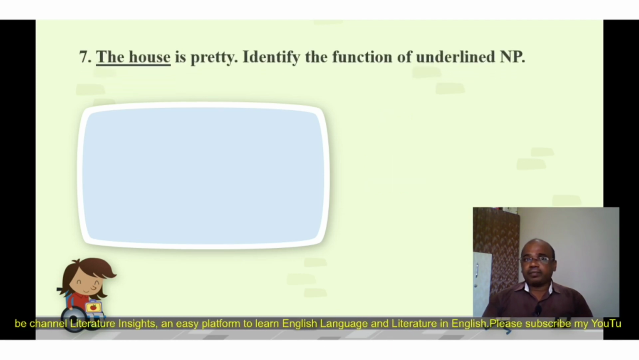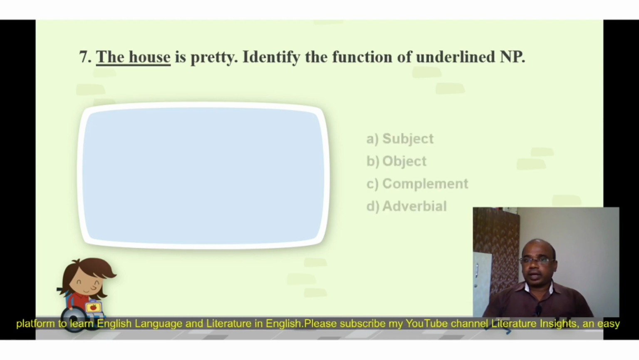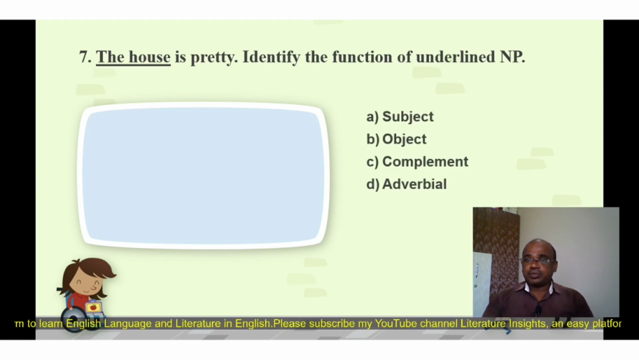Question number 7. The house is pretty. Identify the function of underlined NP. So in the given sentence, the student has to identify the function of underlined NP, the house. Options are A. Subject, B. Object, C. Complement, D. Adverbial, and the correct option is A. Subject. In this sentence, we can find the NP playing the role of the subject of the sentence.